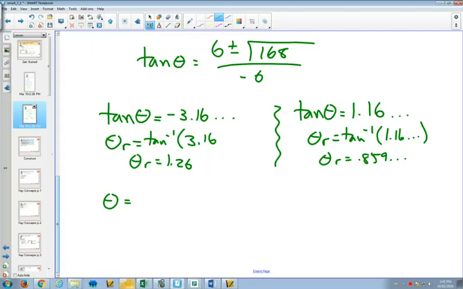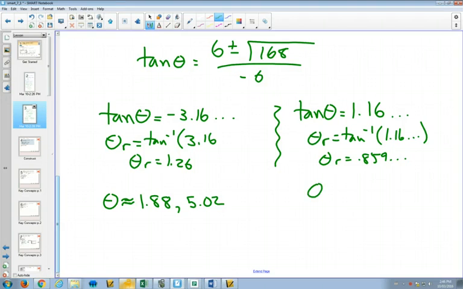So what are my answers for theta between 0 and 2 pi? Well, if I'm looking for where tan is negative, I'm looking in quadrant 2 and quadrant 4. So in quadrant 2, it's going to be pi minus 1.26, and rounded to 2 decimal places that will be 1.88. And in quadrant 4, it'll be 2 pi minus 1.26, and rounded to 2 decimal places, that'll be 5.02. Technically, I should use approximation signs now because I've rounded.